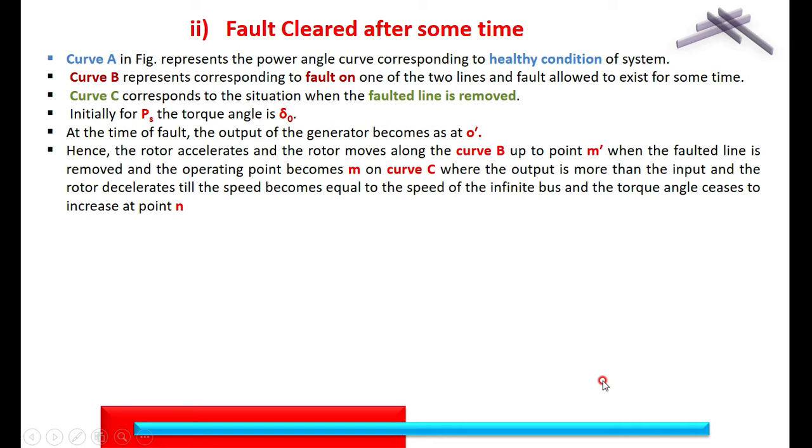In the first case we took a sustained fault where the faulty line is taken off. But in the second application of the equal area criterion, once again we are considering a generator connected to an infinite bus, and the fault is cleared after some time. A fault occurs on the second line, it is there in the system for some time, and after some time the fault is cleared so that the system is once again healthy.